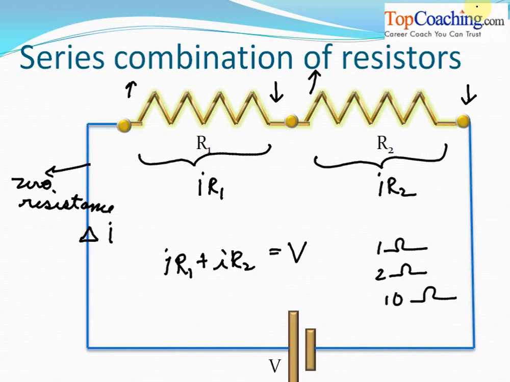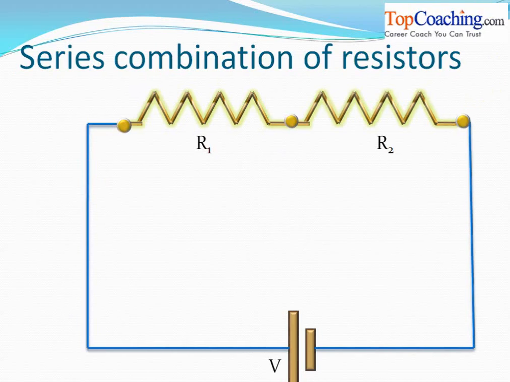The first thing about resistors that we'll study is the series combination of resistors. Remember, we studied the series combination of capacitors? In that case, we had said that when one capacitor is connected after the other capacitor, after the other capacitor with respect to the battery, we have a series connection. In this case too, very similarly, when one resistor is connected to the positive terminal of the battery and then another resistor is connected and then another resistor is connected and so on, we have a series combination of resistors.